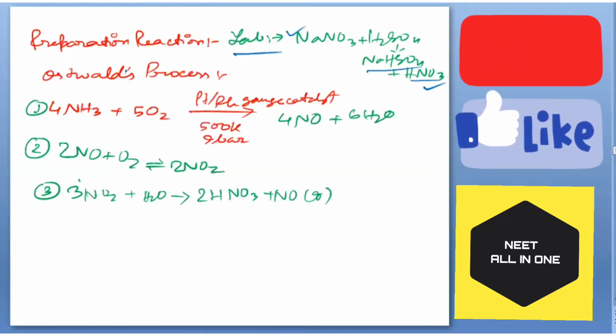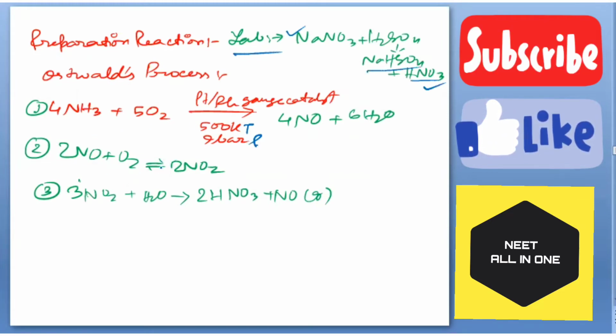If we want to produce HNO3 in large amounts, then comes the process called Ostwald's process, where we give 4 parts of NH3 and 5 parts of O2, with Pt-Rh gauge catalyst, 500 Kelvin temperature, 9 bar pressure, and it forms 4NO plus 6H2O. Then from NO we take 2NO plus O2, and it forms 2NO2 in a reversible reaction. Now 3 parts of NO2 dissolved in water form 2HNO3 plus NO gas. This NO gas is vaporized and only the HNO3 remains.